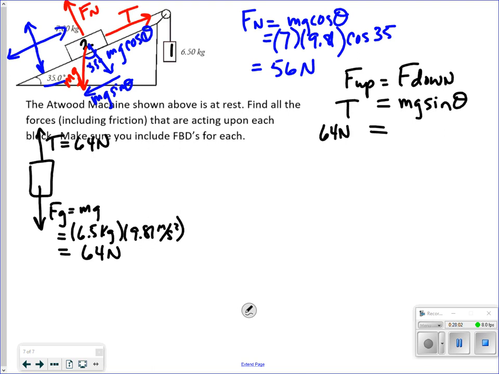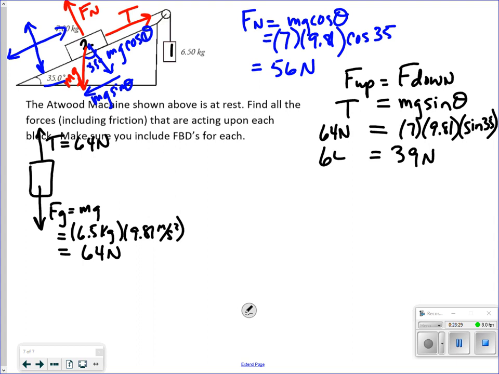All right, let's figure out what mg sine theta is. So what do we have here? 7 times 9.81 times the sine of 35. Now you notice I'm not just assuming that they're equal. There's a reason for that. Remember we didn't do friction? That's because I wasn't sure which way it was going to go, and this is going to tell me which way it goes. So once I type the numbers in correctly, I get roughly 39 newtons over here.